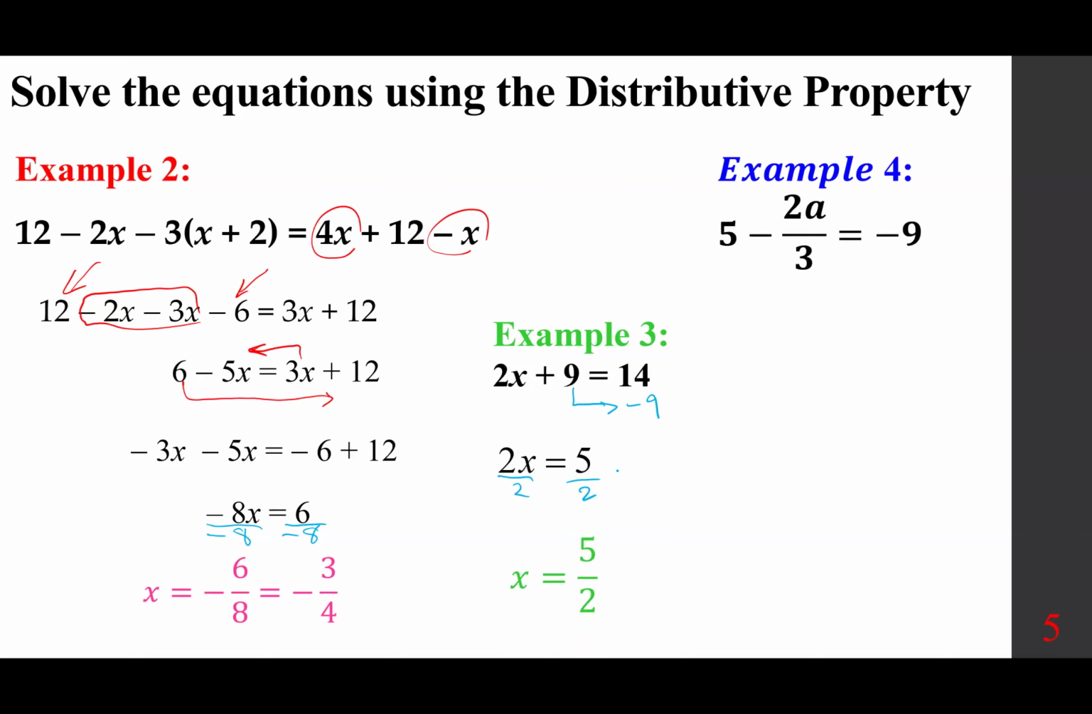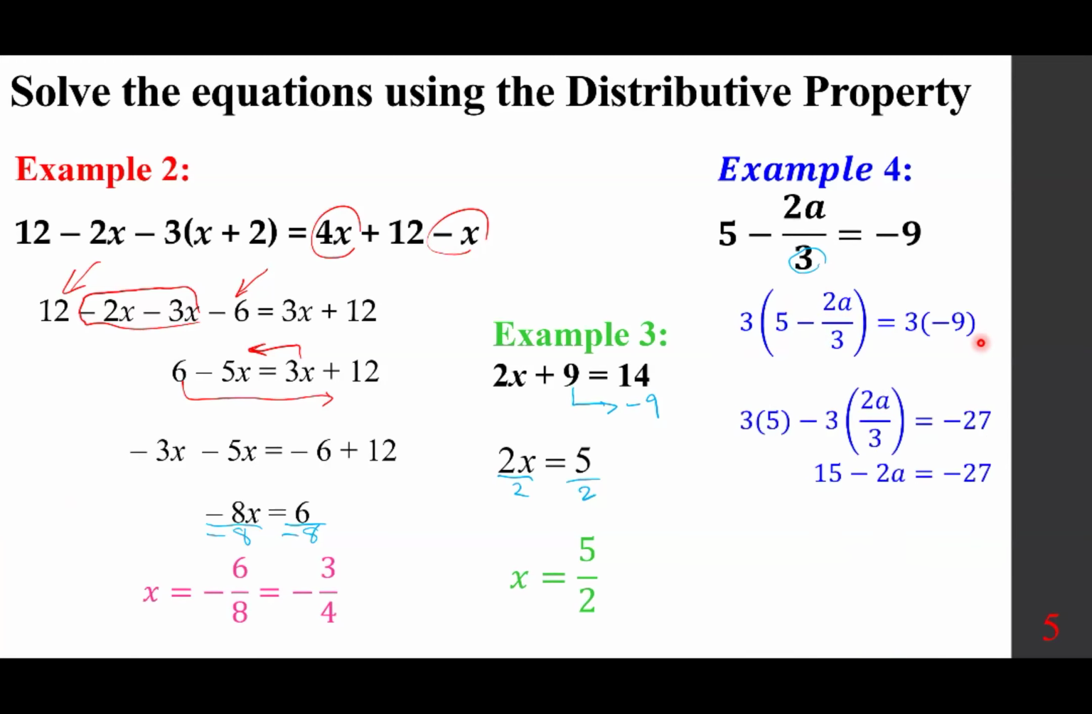A couple of ways to do that. You can move the 5 and then multiply both sides by the reciprocal of negative 2/3, or negative 3/2. Or generally speaking, when we deal with fractions, it's really good practice to get rid of the denominator. So all you have to do, multiply both sides by this denominator 3. When you do that, this gives you 3 times 5, which is 15. This gives you 3 times minus 2a over 3. The 3's cancel out. And the right side is negative 27. Most of the time, I won't write this step because it's redundant.